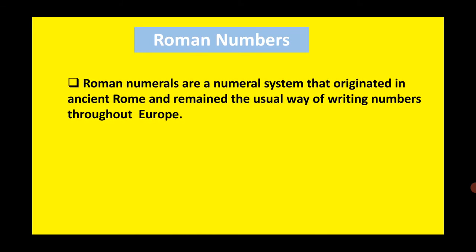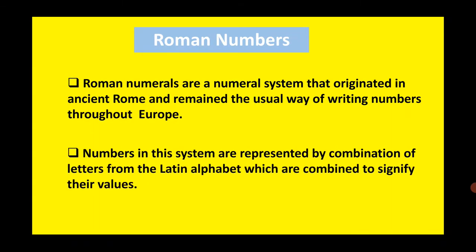See, the very first thing that we are going to study is about Roman numbers. Now, what is a Roman number? Roman numbers are the numeral system that originated in ancient Rome and remained the usual way of writing numbers throughout Europe. Numbers in this system are represented by combinations of letters from the Latin alphabet, which are combined to signify their values. Now let us understand this more nicely.